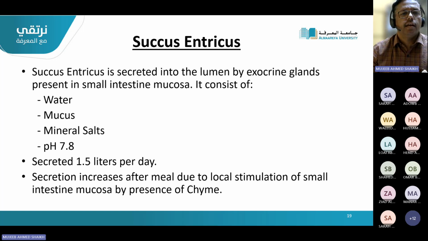What does it contain? It contains mainly water. It contains mucus, which will facilitate easy passage of the food or chyme. It contains mineral salts and its pH is alkaline in nature. This is for intestinal juice, succus entericus. Succus entericus is alkaline in nature, contains mineral salts, mucus, and water, and it is secreted around 1.5 to 2 liters per day.